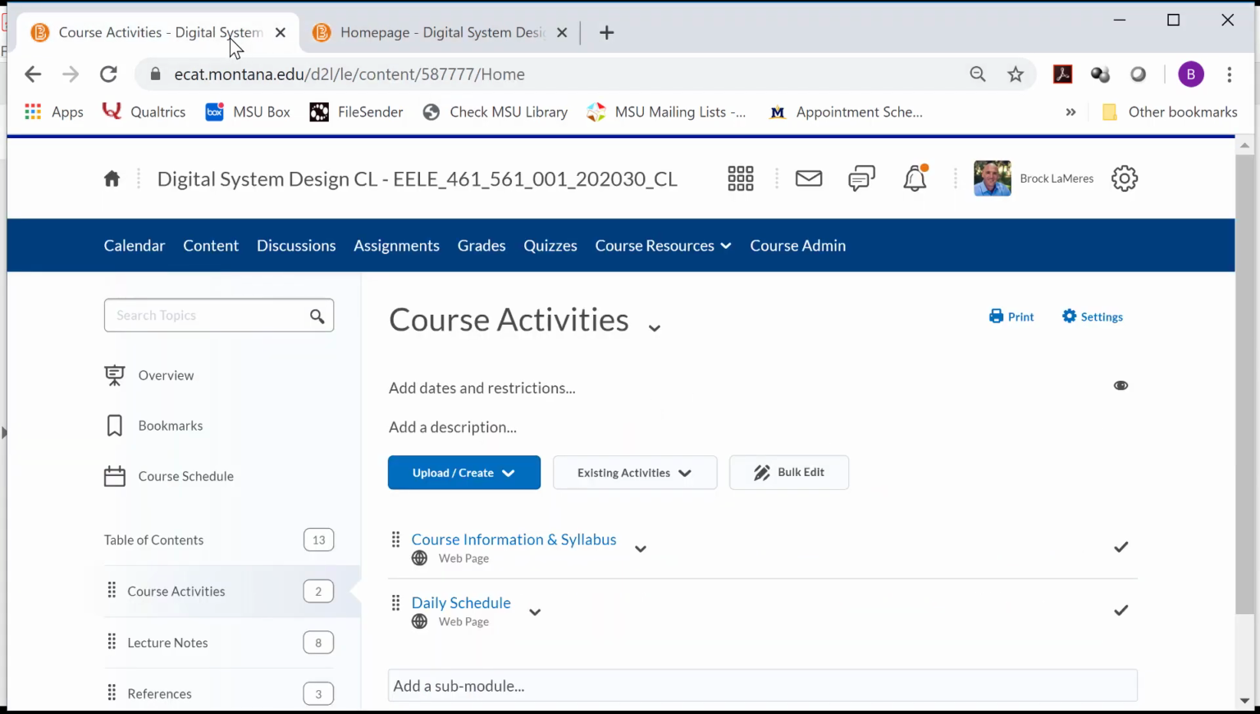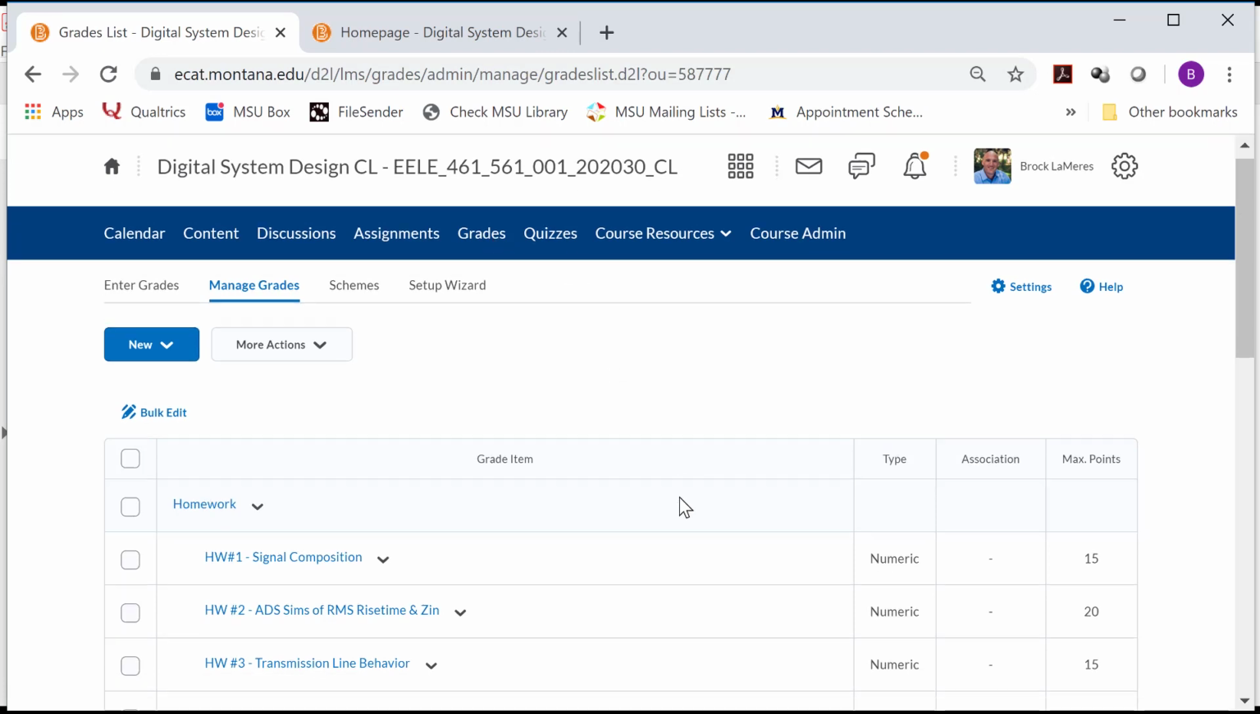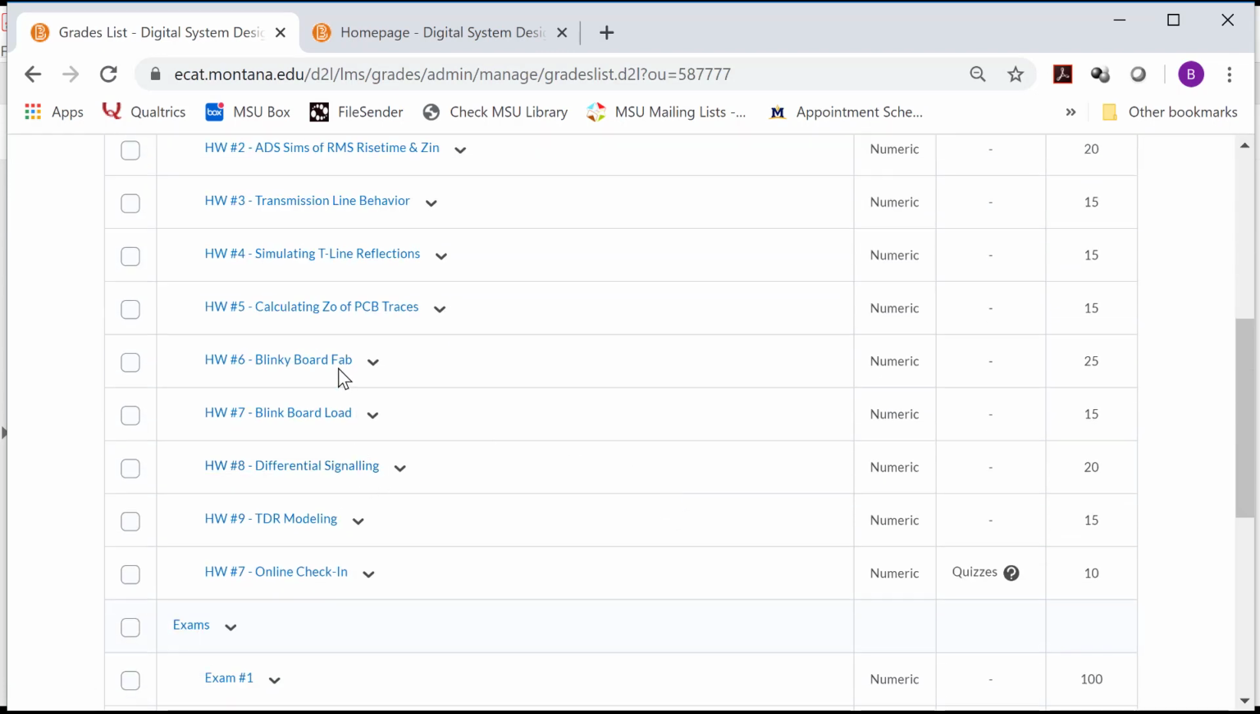What I want to show you though is what we were going to do for the rest of the semester, and then we'll talk about how we're going to modify that. If I go out to grades, that's probably the best way to show you. There's a new Homework 7 online check-in. That's a multiple choice quiz that you're going to take after watching this video, and all it does is ask you if you have a computer and stuff like that.